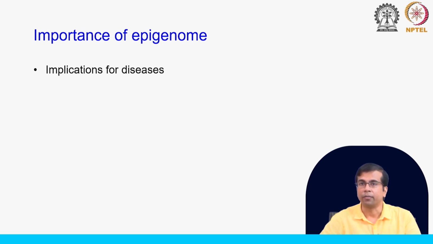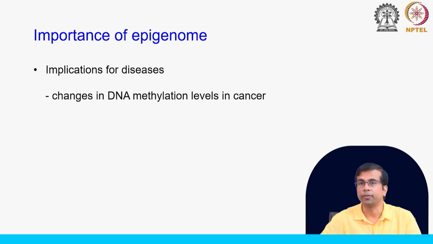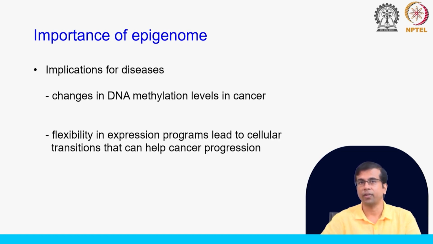This has been studied now for many diseases, but a particularly good example would be cancer. This has been well studied, and what we have seen is that there are substantial changes in DNA methylation levels in cancer, and there are databases where you can actually get this data and observe these differences.